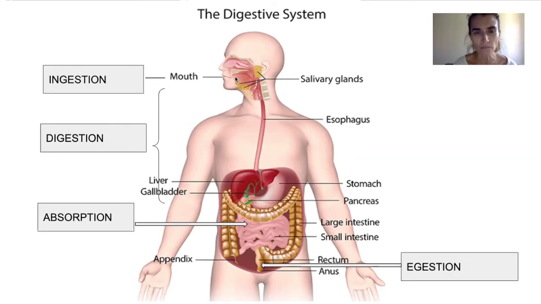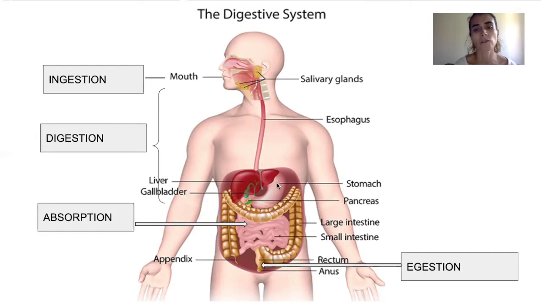Now, this food is going to be mixed up with saliva secreted by the salivary glands. And then after that, it's going to go through the esophagus, okay? It's going to go through the esophagus. We're still in digestion, until this bolus is going to reach the stomach.